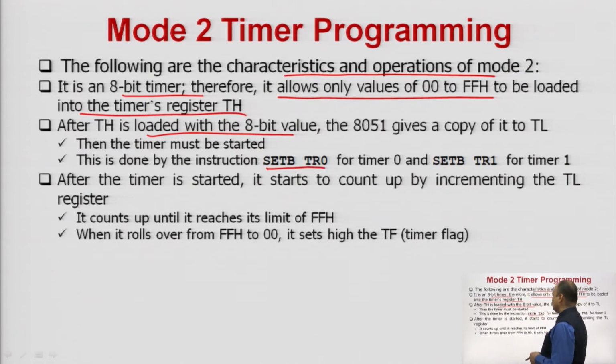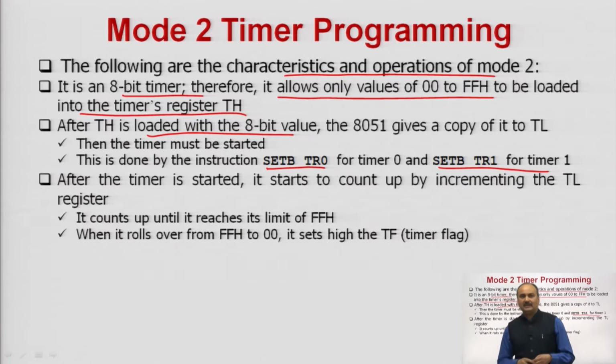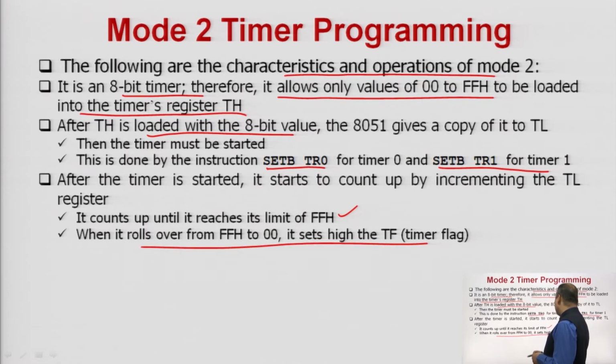SETB TR0 is the instruction which is used to start timer 0, and SETB TR1 for timer 1. After the timer is started, it starts to count up by incrementing the TL register. It counts up until it reaches the maximum limit or the final value, that is FFH. When it rolls over from FFH to 0, it sets high the timer flag. So once the rollover takes place, the timer flag is set to indicate that a rollover has happened. So these are the characteristics and operation of the mode 2 timer.